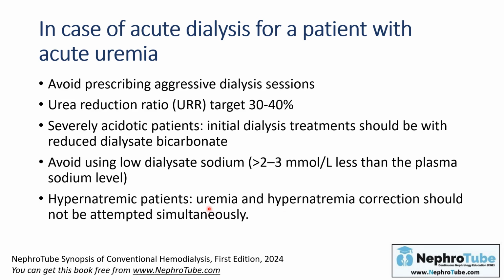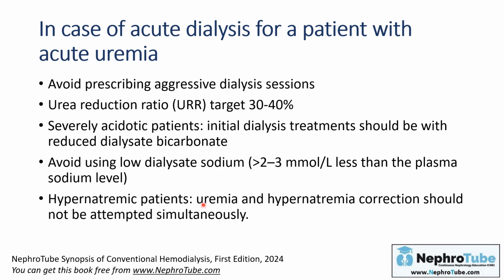Dialysis will correct both uremia and hypernatremia. And this is very dangerous because correction of both uremia and hypernatremia will cause a rapid decline in the tonicity of the intravascular space and will cause severe disequilibrium syndrome. So it is not preferred to correct both of them simultaneously by hemodialysis.